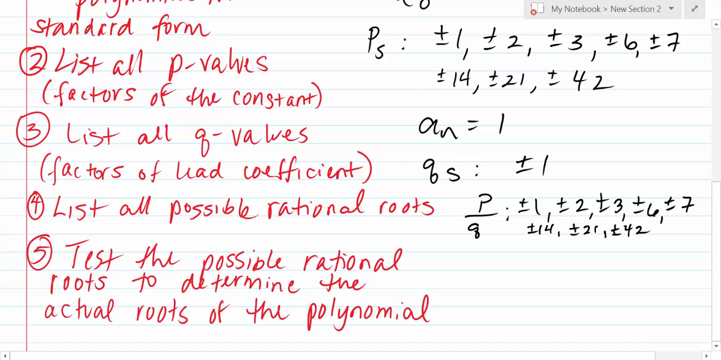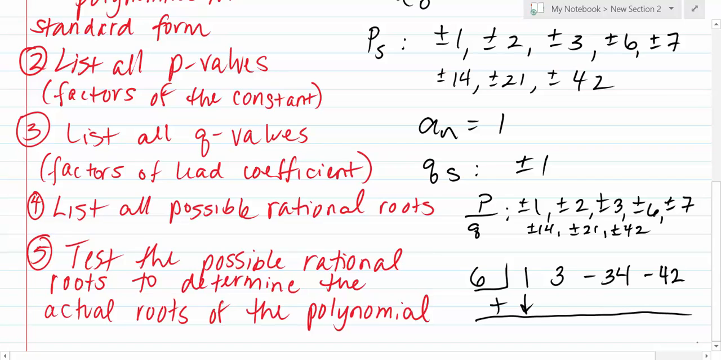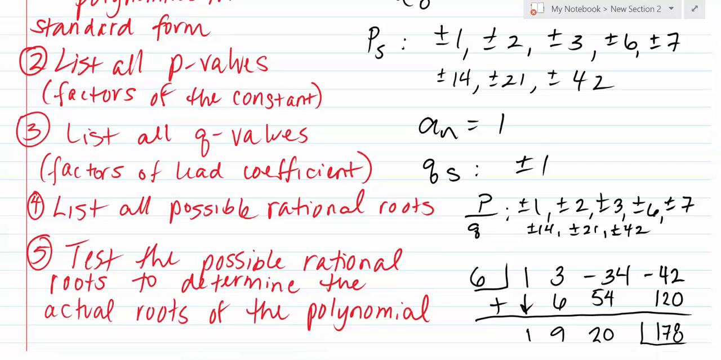I could choose any of the roots on this list to begin my test. So I'm going to start with 6, and I'm going to set up my synthetic division. Remember, when you're doing synthetic division, you're looking for a remainder over here in this box of 0. That tells you that this is in fact a root of this polynomial. So I'm finding that I have a remainder of 178. This means if I had plugged 6 in for x in this polynomial, I would get 178 out. This is telling me that 6 is not a root of this polynomial.